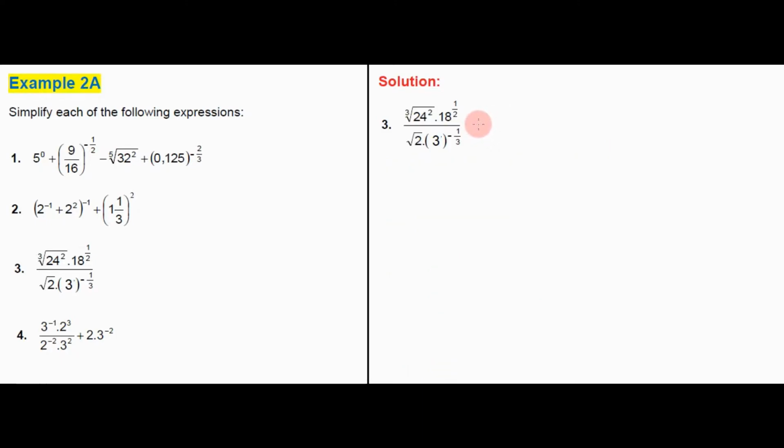Let's look at the third expression here. We can get rid of the cube root in the numerator by writing it as 24 to the 2 over 3. We're going to use prime factors of 18. So let's find the prime factors. The smallest number into 18 is 2, and it goes 9 times. Into 9, 3, and it goes thrice. Into 3, 3, and it goes once. So 18 can be written as 2 times 3 squared.